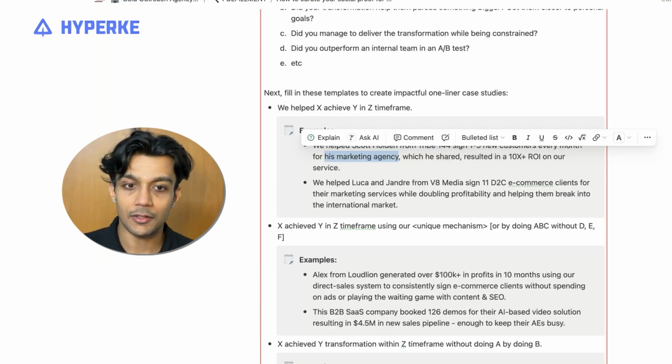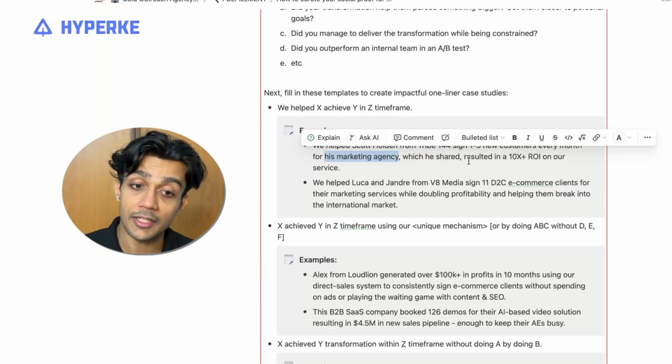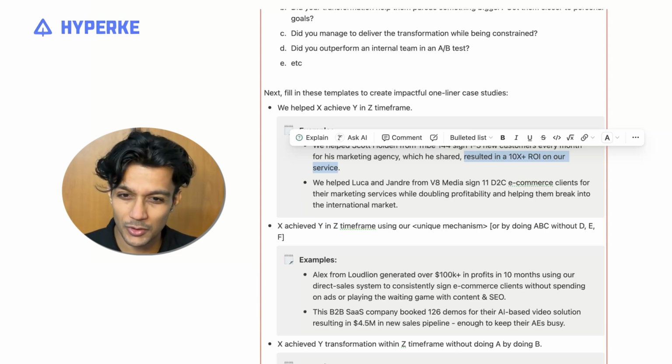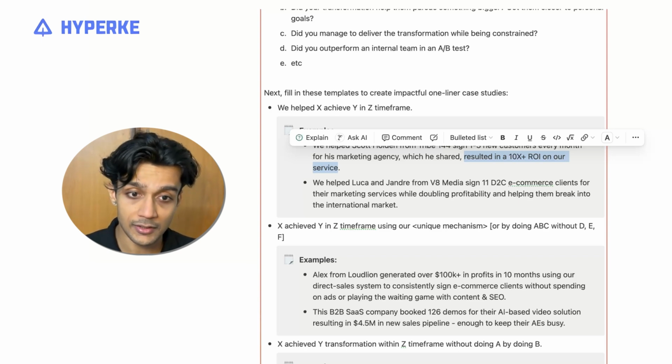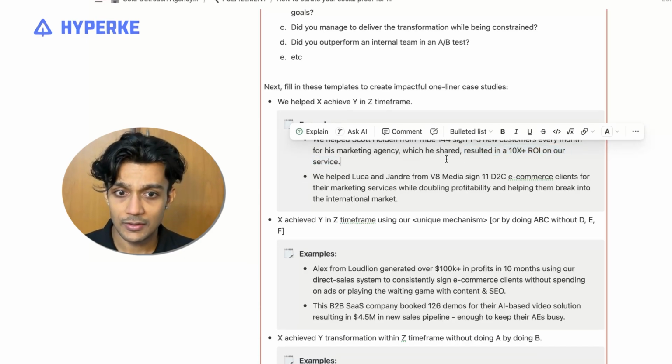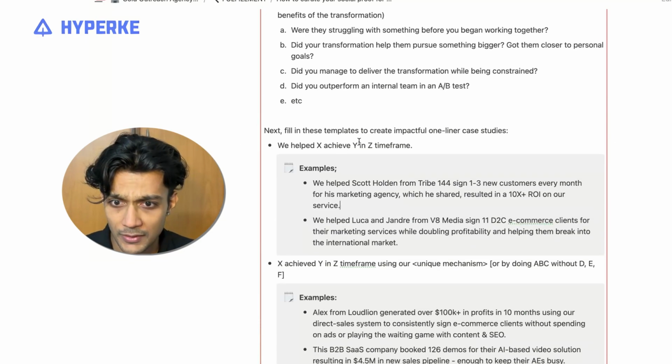And this is the second order impact. So resulted in a 10x plus ROI, and this is based off of his video testimonial, right? I interviewed Scott, and he said he's had over a 10x ROI from working with us. So this is an example of how you leverage all 4 of these points in one sentence. And it won't take anybody more than 5 seconds to read this.